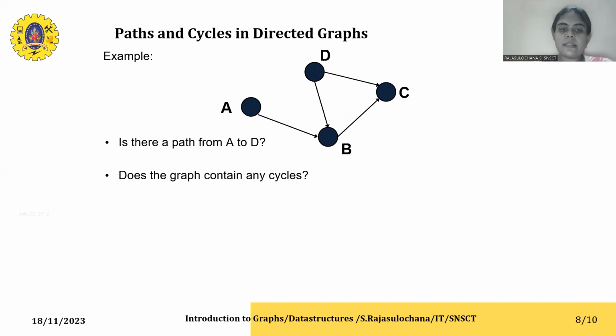Similarly, the second question here is, does this graph contain any cycles? Is there a cycle among A, B, D? No, because there is no edge between A and D. So the vertices A, B, D do not form a cycle. Is there a cycle among the vertices B, C, and D? Again, the answer is no. Since this is a directed graph, there is no cycle. From D we reach B, from B to C, but there is no path from C to D, so it does not form a cycle. So this graph is acyclic, and since it is a directed graph, it is called a directed acyclic graph. The answer for both questions is no: there is no path from A to D, and there is no cycle in this graph.